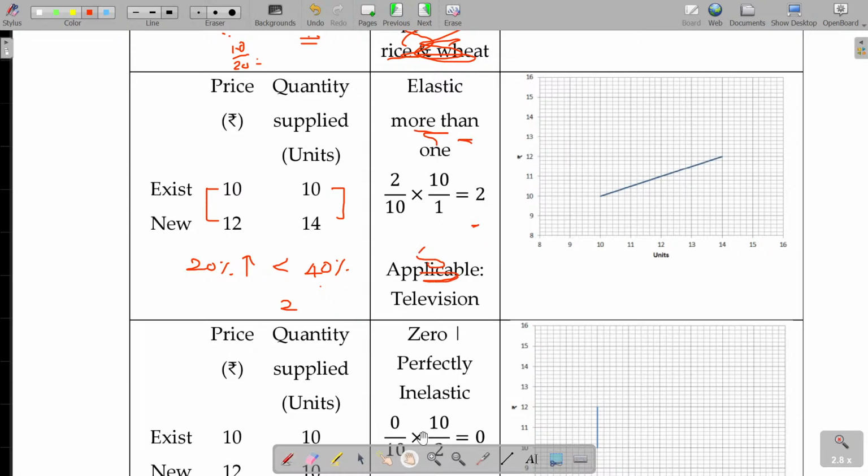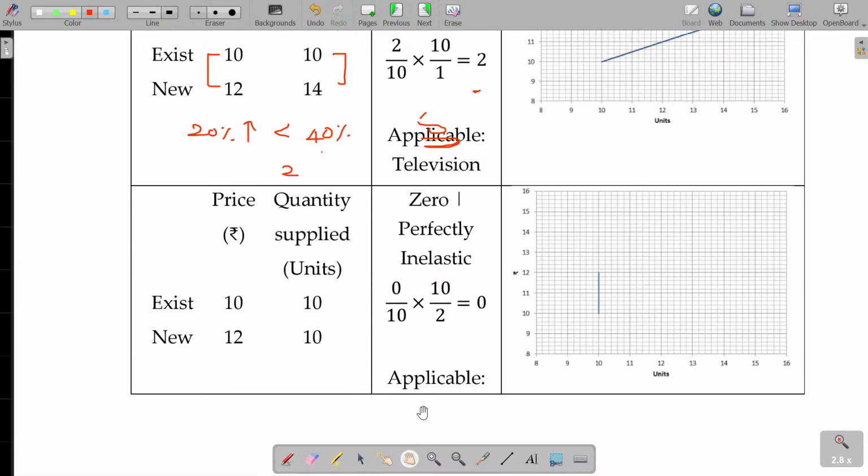Okay. And the next scenario where the price is increasing from 10 to 12, almost 20% change is there, but quantity supply remains 0. So then what happens? It will be a vertical line. Is that okay? So when the line is vertical, then it's called perfectly inelastic, otherwise zero elastic.